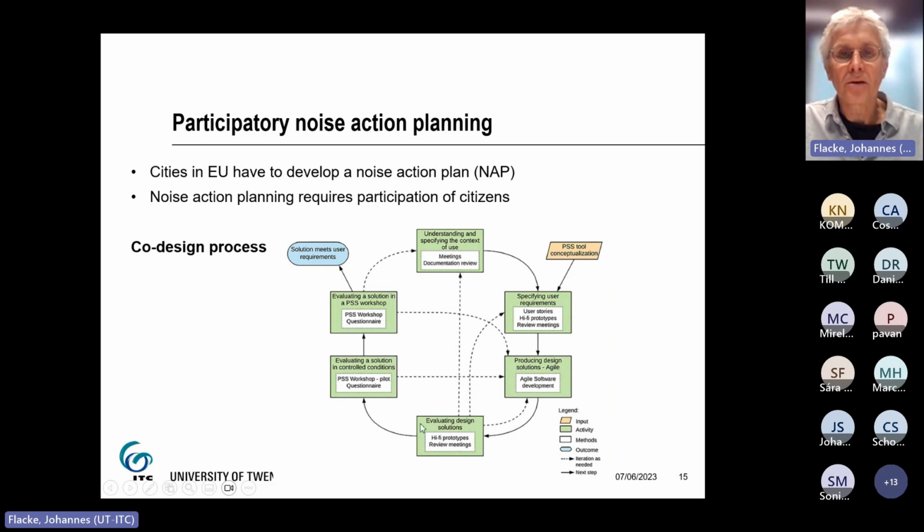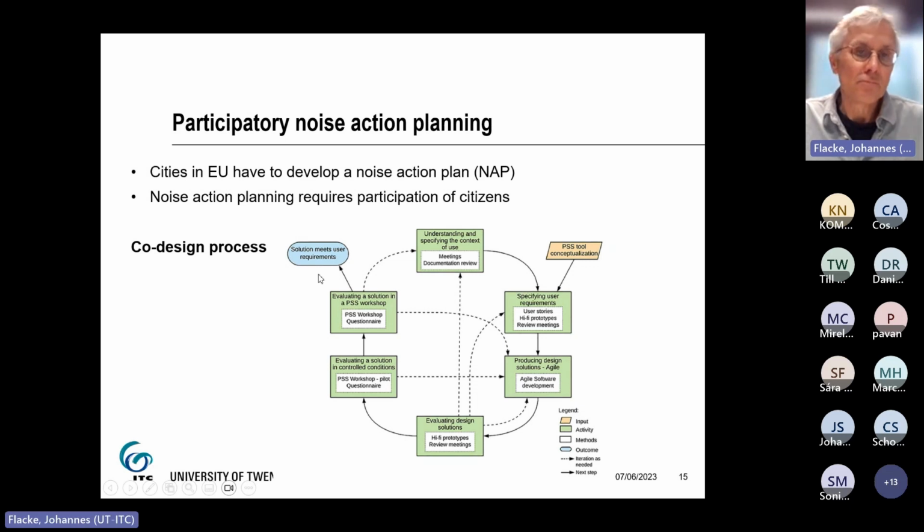So you see all this iteration. Once we had a prototype of the tool that we felt was working and was reviewed by the stakeholders, by the users, we went to do an evaluation of the prototype in a controlled condition with our students, for instance, or with other stakeholders who were not part of the design and of the user story writing, the specifying of the user requirements, before we went into the workshop where we applied the tool to do participatory noise action planning.